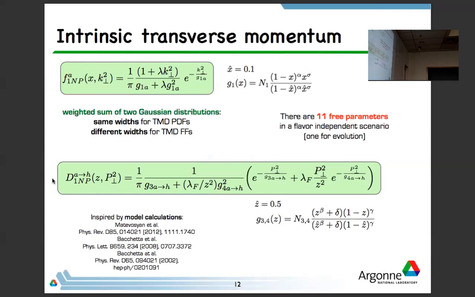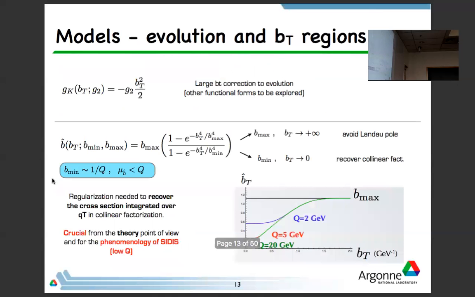Okay, there are 11 free parameters. Some of the parameters are related to the kinematic dependence of the g1, g3, and g4 parameters, which basically govern the fragmentation distributions. And there is one parameter to describe the non-perturbative part of the evolution, the g sub K kernel. The g sub K kernel is a simple g2 times bT squared factor. There are more involved and refined functional forms that we should try and see at work, but we stick to this simple one here.